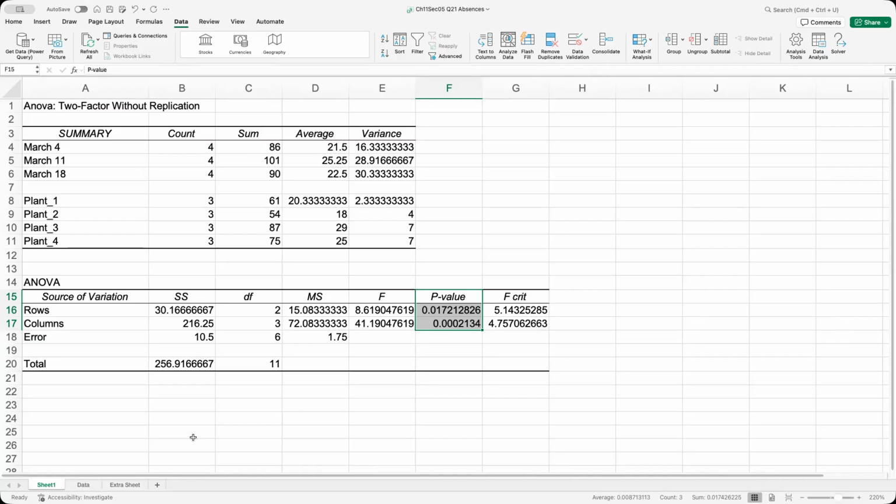Just that there's some effect here, and it isn't just randomness. But I can say that both which plant I'm at and which weekend it was affected absenteeism. Questions?